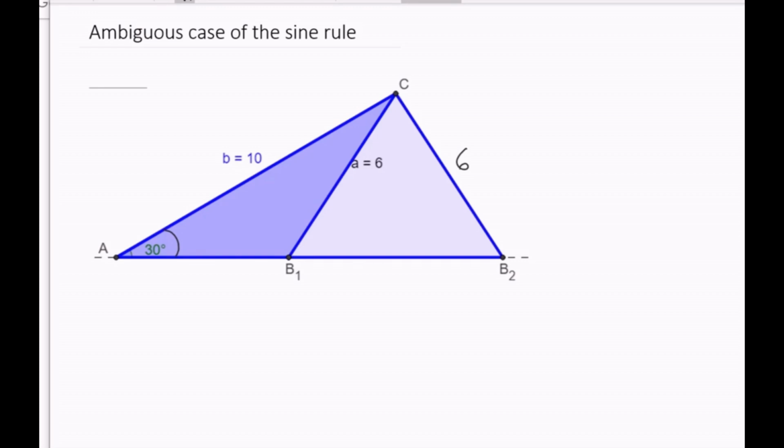So there's two possible triangles, but let's just ignore this one for a minute and just imagine we were given this diagram, and we're looking for this angle to be angle B. So this is a classic case of the sine rule. Obviously you have two pairs of angles on opposite sides. So we would do sine of B divided by 10 equals sine of 30 divided by 6.